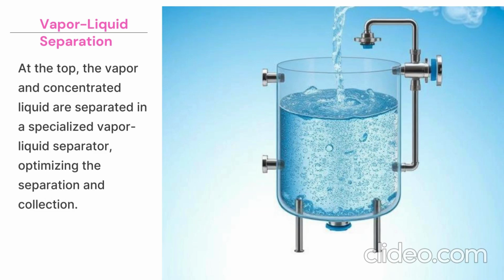Vapor liquid separation. The next one is separation of the vapor and the liquid. At the top of the device, the vapor and concentrated liquid are separated in a specialized vapor liquid separator, optimizing the separation and collection.